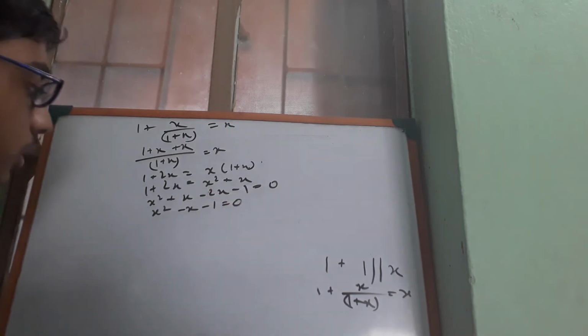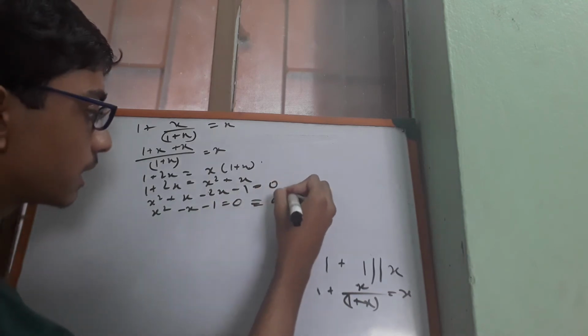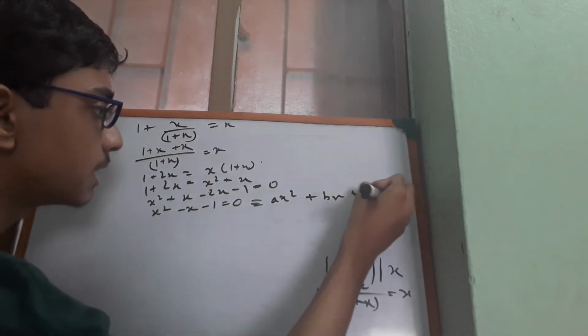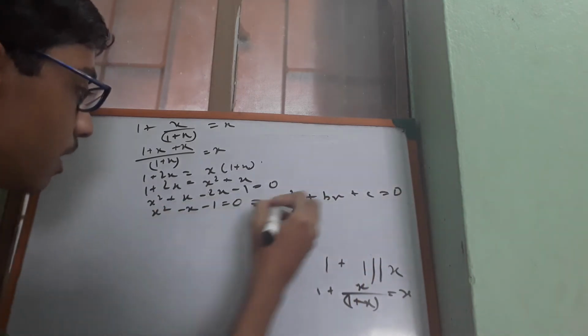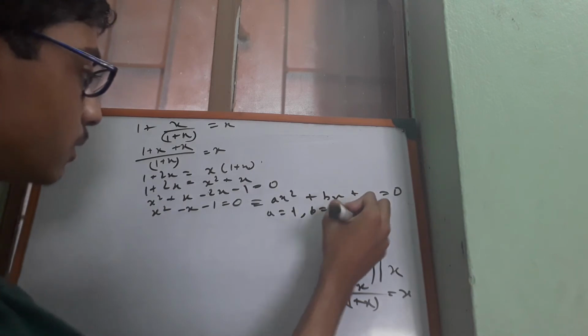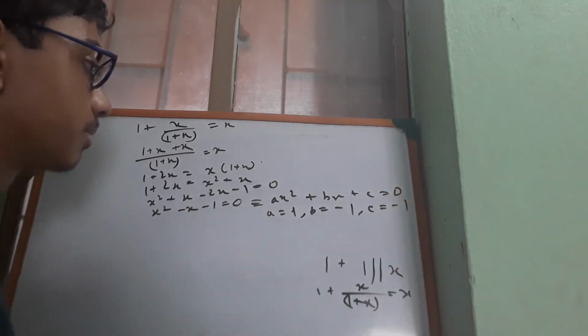So we get a quadratic equation, and I'm directly applying Sridharacharya's formula. Let this be equivalent to ax square plus bx plus c equals 0. In this case a must be 1 because we have 1x square, b must be minus 1 because we have a minus x here, it's minus 1 times x, and c must again be minus 1.